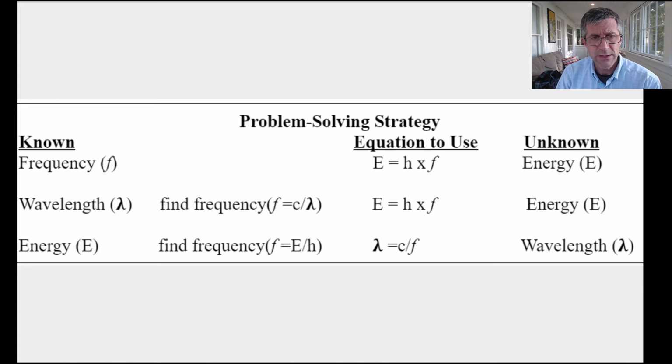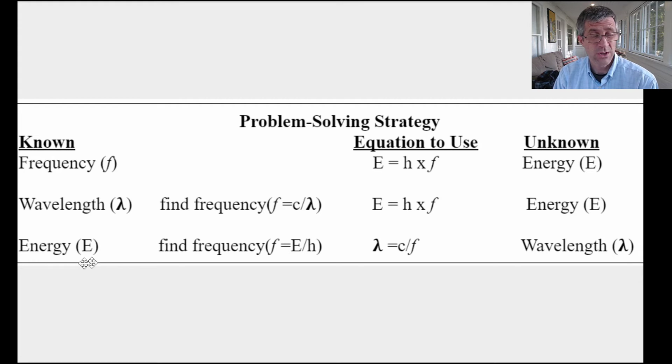But here's a strategy. There are 3 different approaches that might come up. One, if you know the frequency and you want to find energy, then you want to use this energy equation. I'm just going to plug in the frequency and multiply it by Planck's constant to get energy. If you know wavelength and you want to get to energy, well, you've got to do one extra step. In which case, I'm first going to find frequency, and then I'll use that frequency in the energy equation to get to energy.